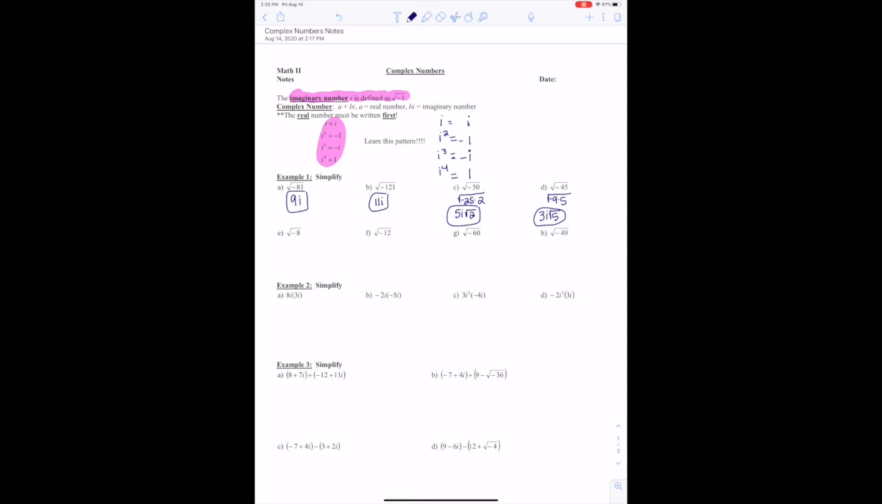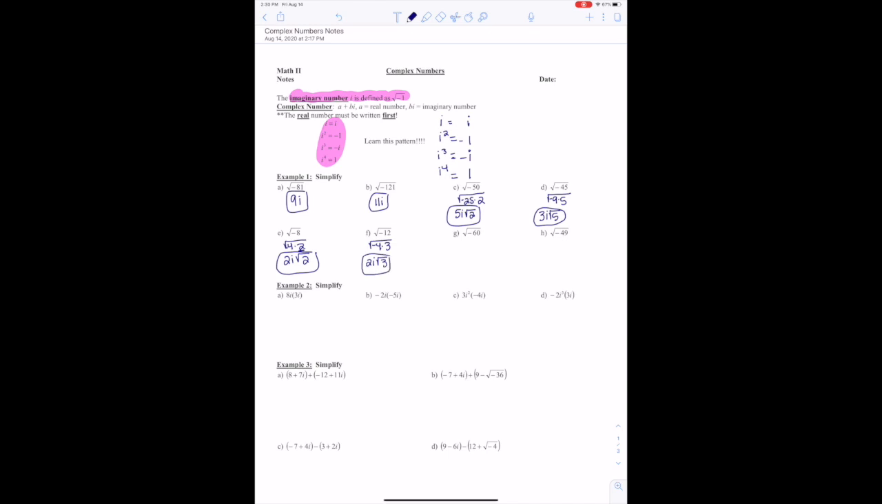You may want to pause right here and see if you can do E through H on your own, and then you can play it when you're ready to check it. For the square root of -8, that's going to be -4 times 2. The square root of 4 is 2. The negative turns into an i, and then the 2 stays in the radical. For F, the square root of -12 is -4 times 3. The square root of 4 is 2, the negative turns into your i, and the 3 stays in the radical.